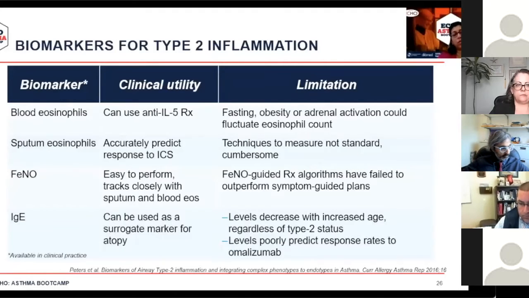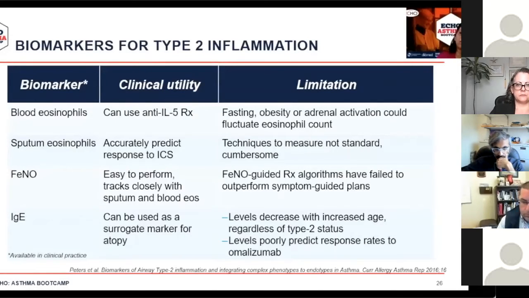FeNO, fraction of exhaled nitric oxide. These tests are easy to perform. They're often bedside or point of care tests, and they can track closely with sputum or blood eosinophils, and they represent airway eosinophilic inflammation. However, the American Thoracic Society FeNO-guided treatment algorithms have really not helped outperform symptom-guided plans.